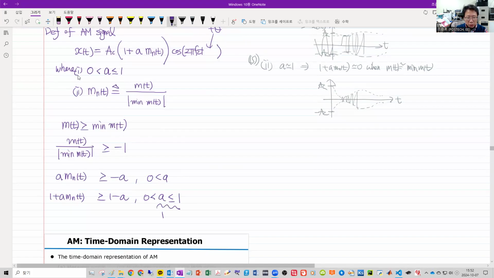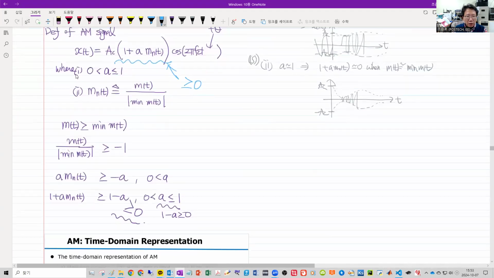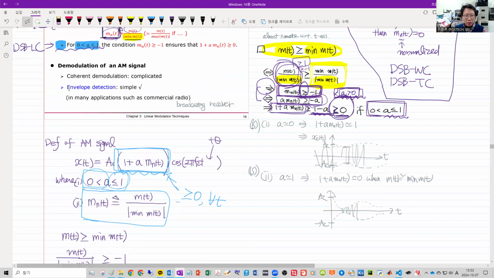What does that mean? 1 minus A greater than or equal to 0. So we have this is greater than or equal to 0. As I just mentioned, this part is always greater than or equal to 0. Actually, the restriction that after we defined the normalized message signal, A is positive and less than or equal to 1, makes this factor non-negative for all t. Got it? This is the amplitude modulation, or DSB with large carrier.